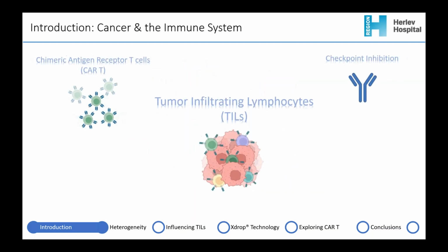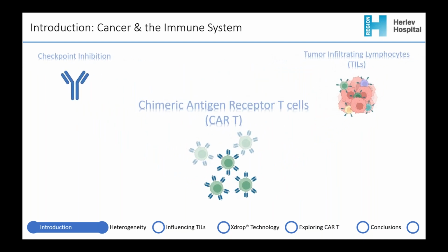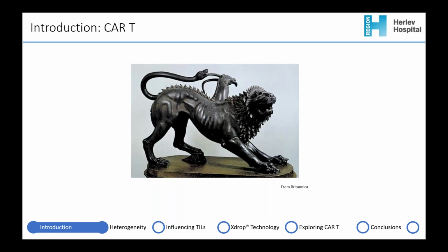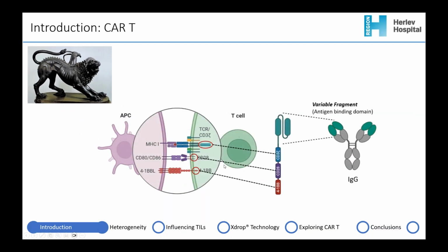So now we can move to CAR T therapy, or chimeric antigen receptor T cells. So this statue is a depiction of a chimera in Greek mythology, and it's multiple species that are kind of combined into one hybrid animal that does not exist in nature, and that's similar to the CAR, which also incorporates a lot of different aspects of the immune system into one receptor.